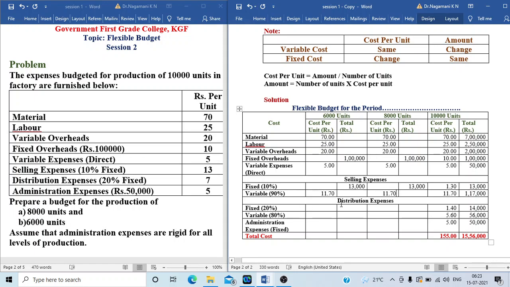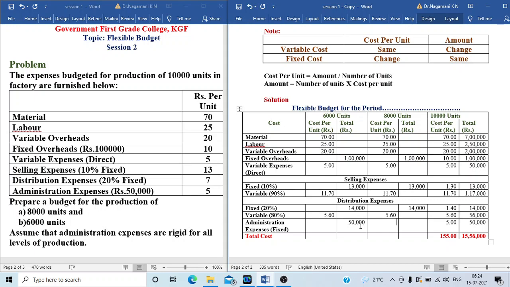Next, distribution expenses fixed 20%. Fixed cost amount will remain same. See the amount, 14,000. That we should enter for 6,000 as well as for 8,000 units. Then variable distribution expenses 80% is there. So variable cost per unit will remain same. Variable cost per unit is here 5.60. That we should enter.